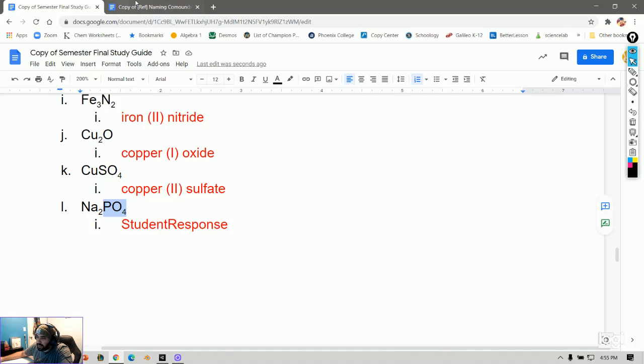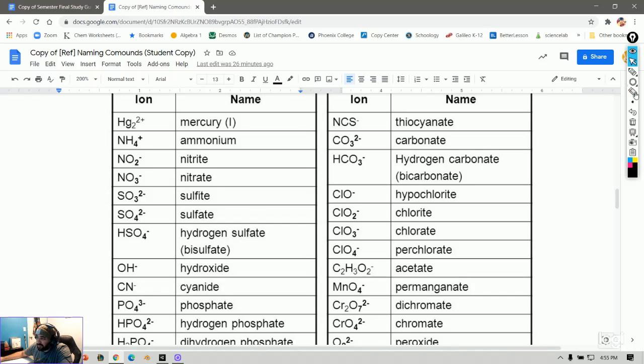It's likely a polyatomic ion. What you can do if you're not sure is just look for it. Okay. Do I see PO4 anywhere here? I do. I see it right here. PO4 with a -3 charge. It's called phosphate.